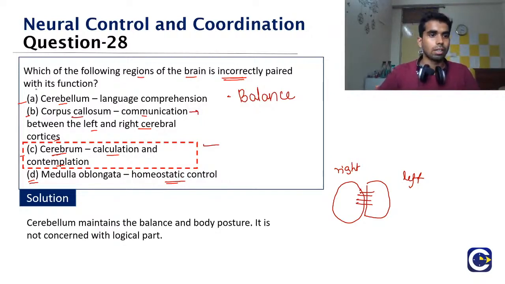It is option A, that is cerebellum. It is responsible for balance and not for language comprehension. So yes, here it is incorrectly marked. The correct answer is option A, cerebellum. And the cerebrum is the logical part which is for calculation and contemplation.